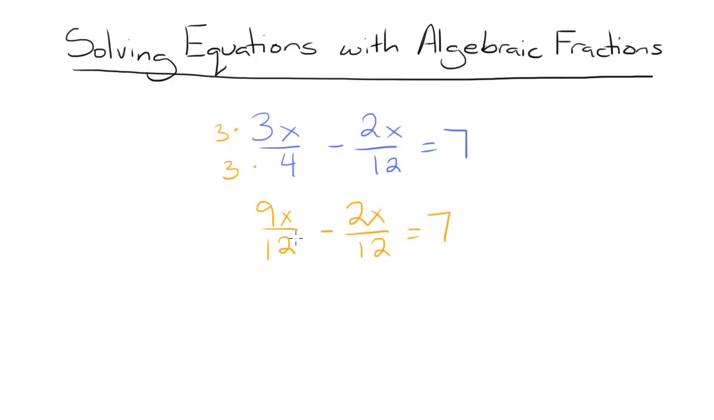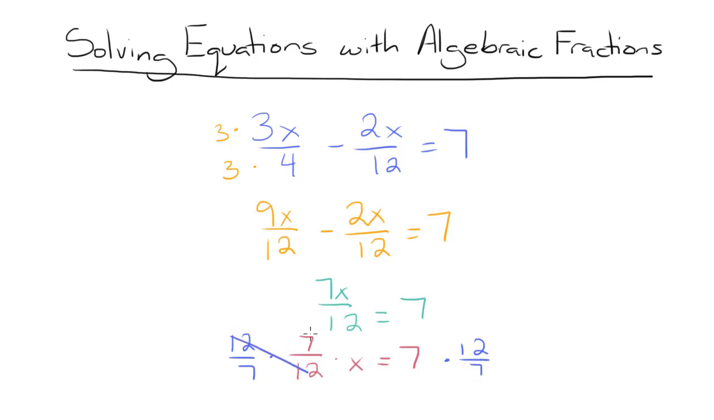Since our denominators are the same, we can now subtract our numerators. So 9x minus 2x is 7x. 7x over 12 equals 7. Another way we can write this is 7 over 12 times x equals 7. So if we look at it this way, the way that we can get rid of this 7 over 12 over here is by multiplying by the reciprocal. So the reciprocal of 7 over 12 is 12 over 7. So we'll multiply by that on both sides.